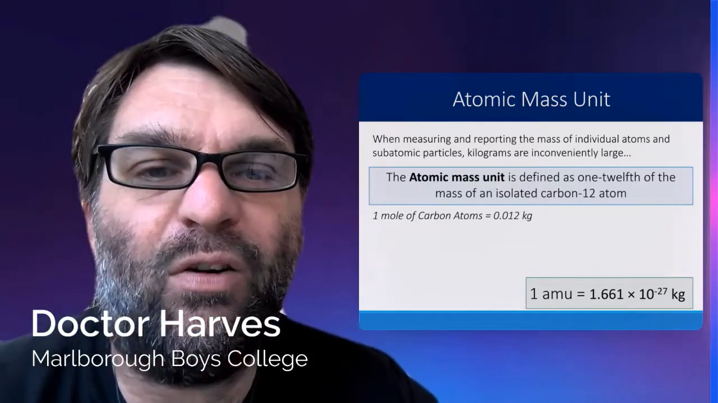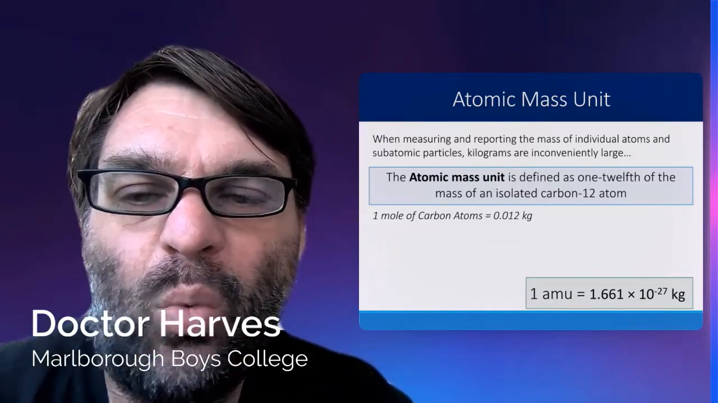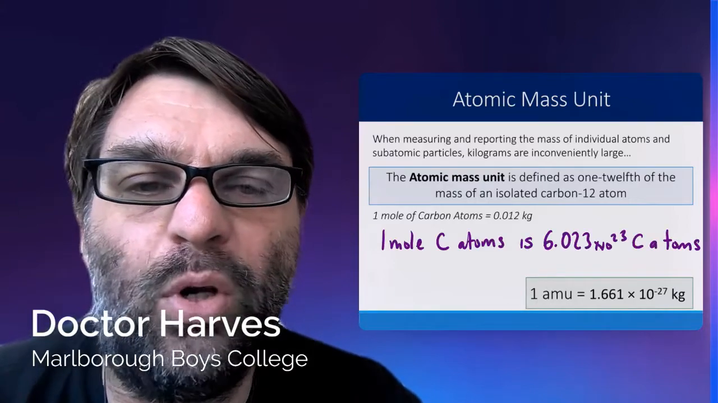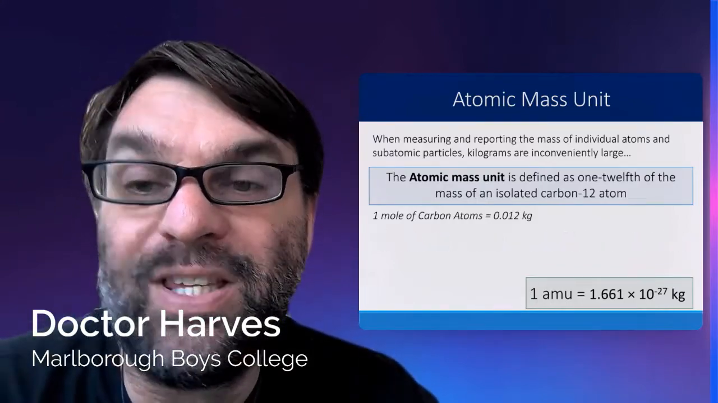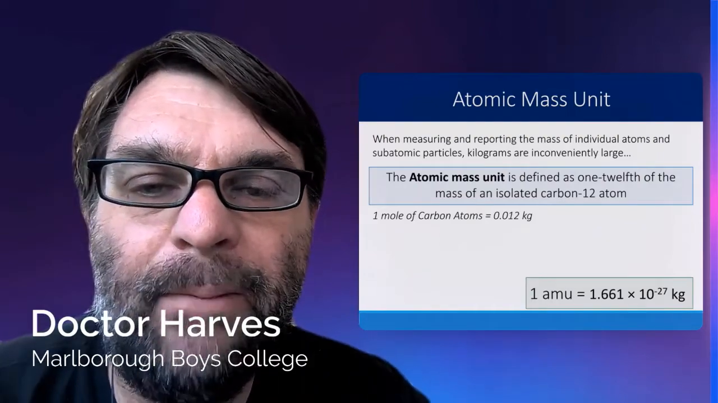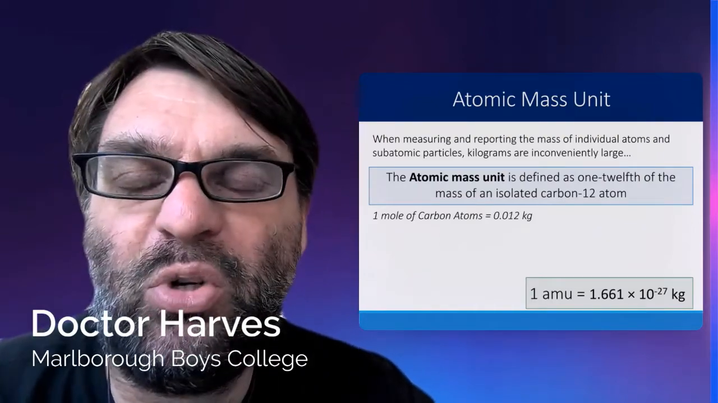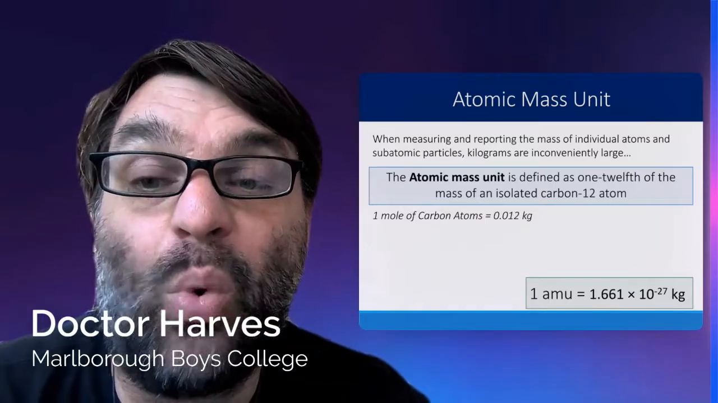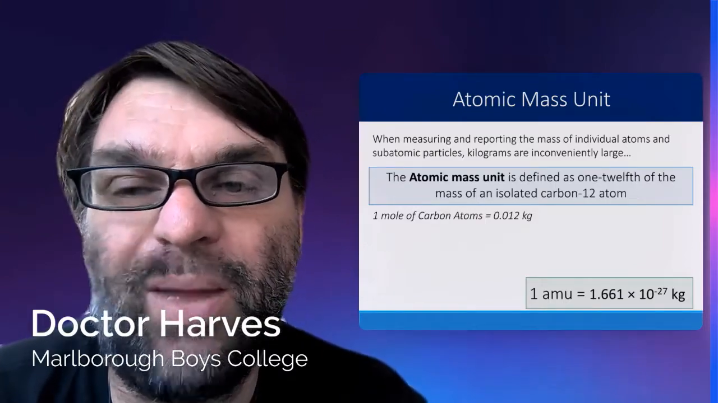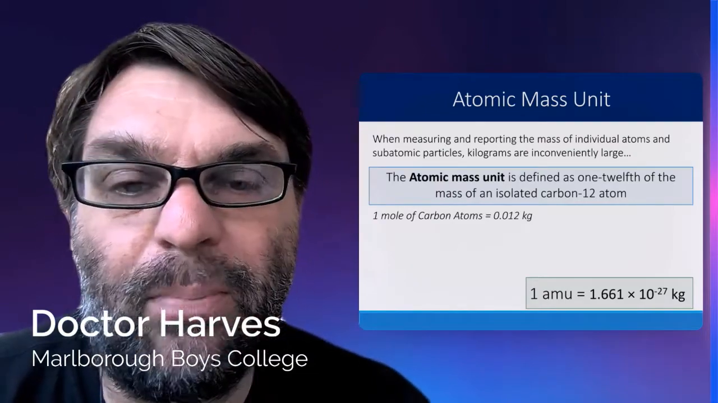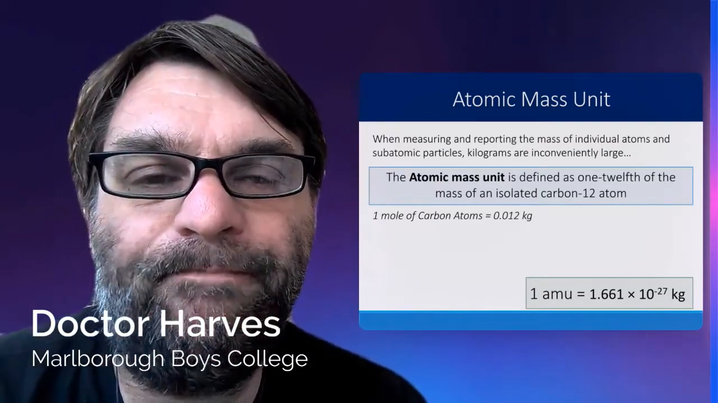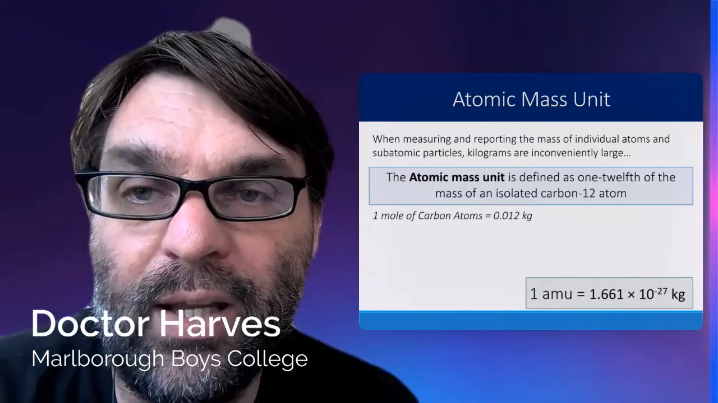So what is the mass of one isolated carbon-12 atom? Well, 1 mole of carbon atoms is 0.012 kilograms. Okay, so 1 mole is 6.023 times 10 to the 23. So if you have 6.02 times 10 to the 23 carbon atoms, it will have the mass of 0.012 kilograms. So therefore, to work out the atomic mass unit, we have to work out the mass of one carbon atom.